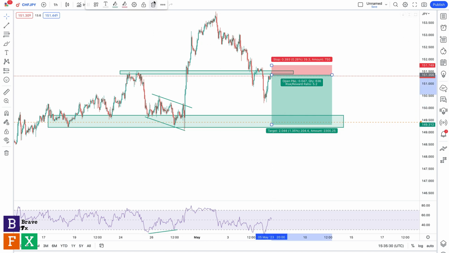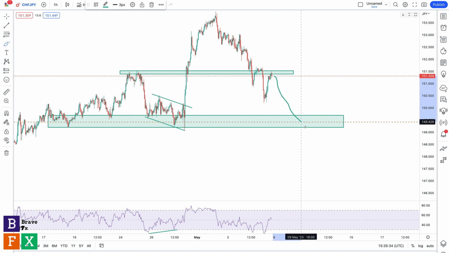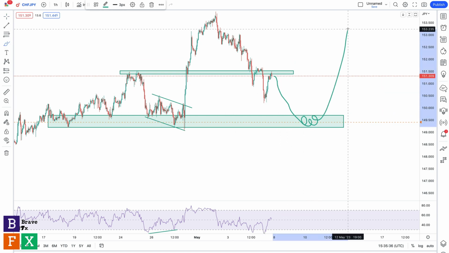But in my opinion, I'm simply going to wait for price to come into this area of value. Then I'm going to look for opportunities to go long because this is a significant area of value. And if we do break through, we don't get the confirmation to go long, then I'm going to wait for a good breakout, a retest, a proper confirmation before going short.